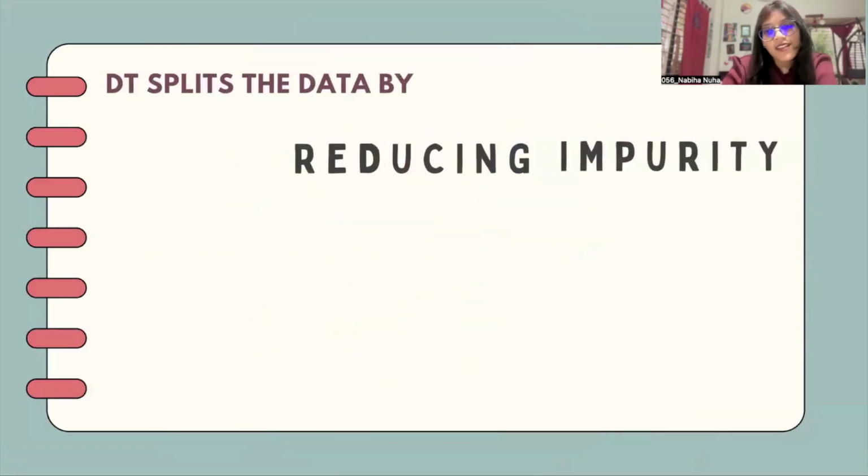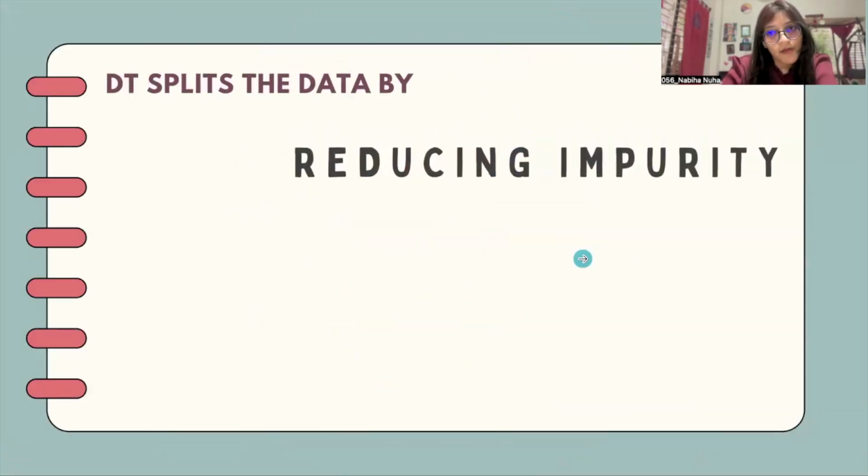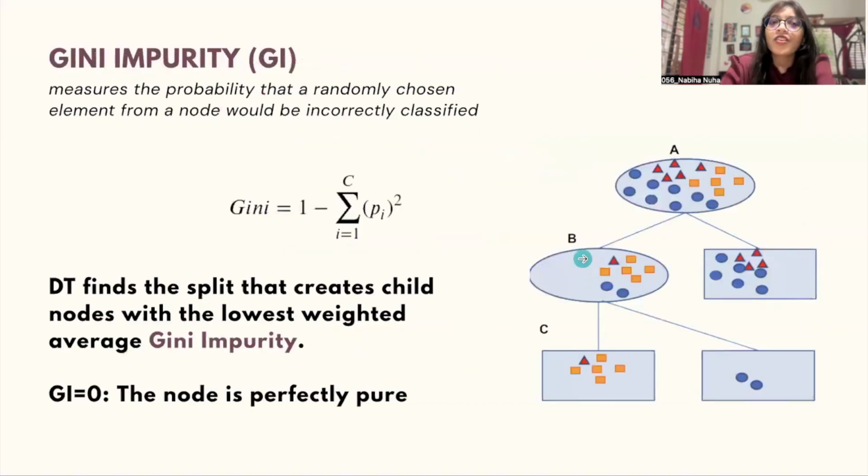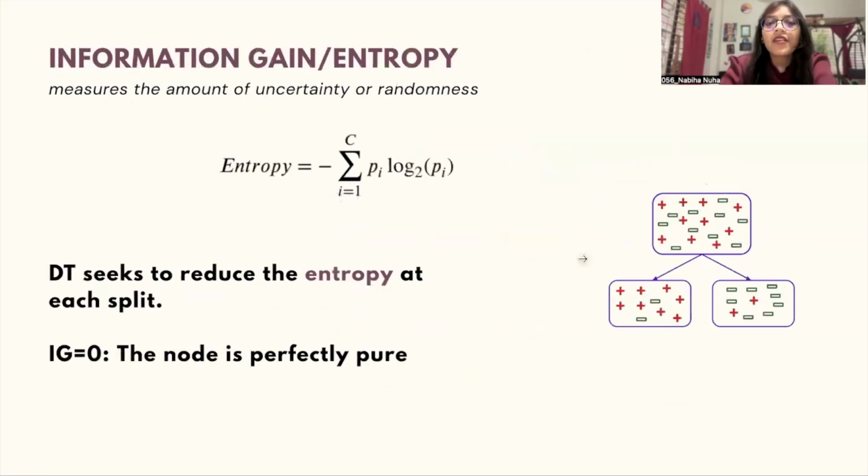And DT splits the data by trying to reduce this very impurity in two ways. The first, Gini impurity, is a measure of the probability of a node element being incorrectly classified. A GI of 0 means the node is perfectly pure. Similarly, entropy measures the amount of randomness, and a 0 would mean a pure node.